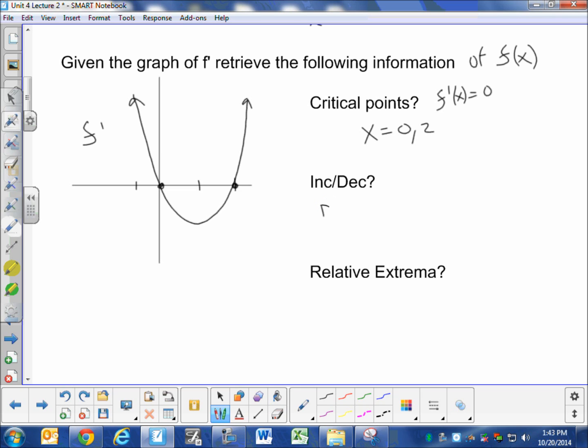Increasing and decreasing. Well, let's look at when f is decreasing. F is decreasing when f prime is negative, less than 0. F prime has negative values down here on the bottom. Negative values between 1 and 2. That would be where we're decreasing.